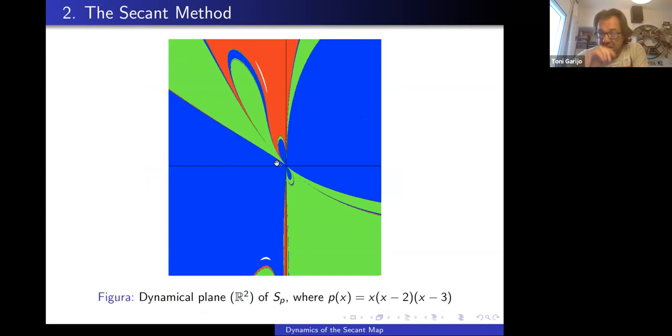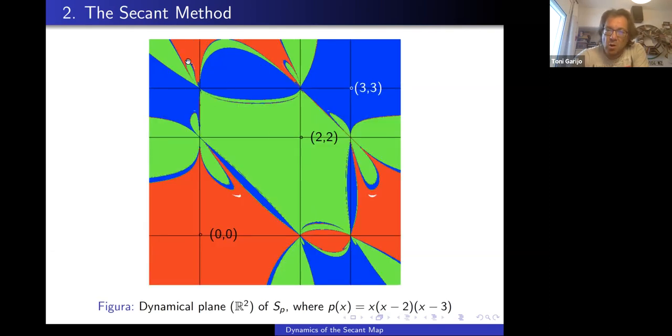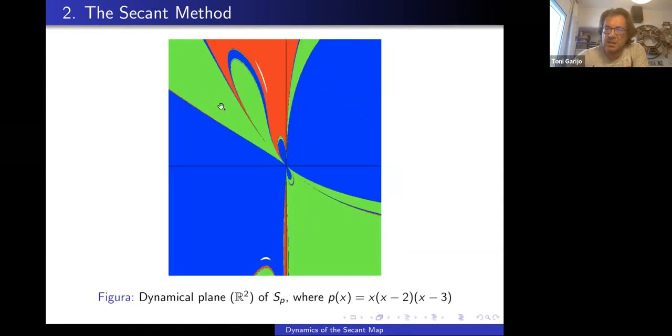Okay, this is a magnification of this part, and we see one of these points where the secant map is not defined, because x is different from y, but p(x) is equal to p(y), and you see the lobes that appear at that point. This is exactly the same dynamical plane, only a zoom of that.